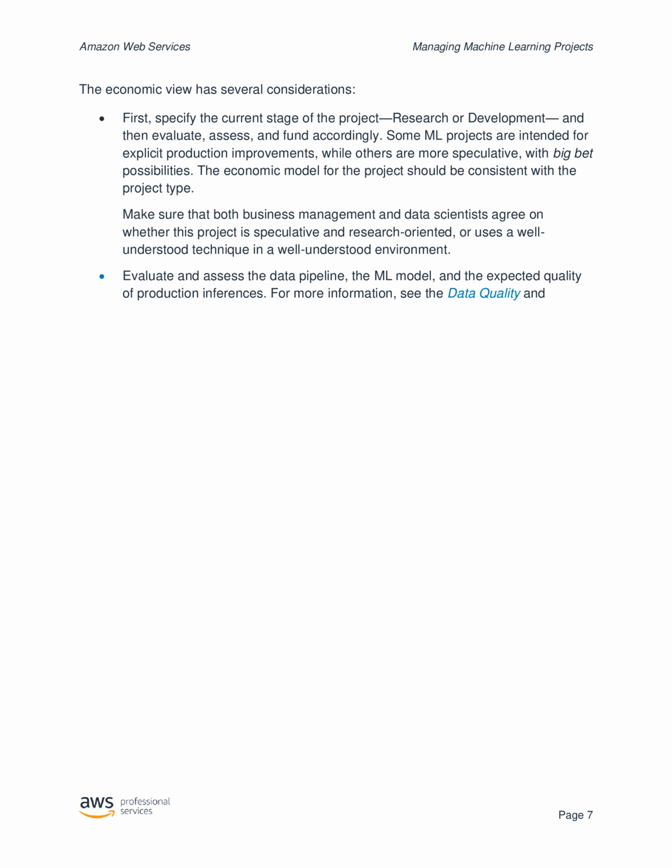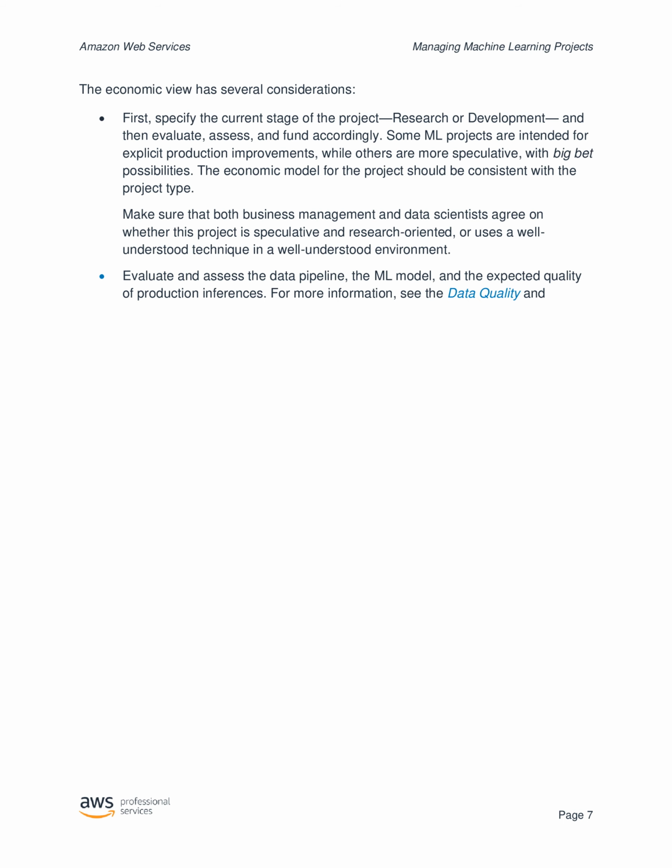First, specify the current stage of the project, research or development, and then evaluate, assess, and fund accordingly. Some ML projects are intended for explicit production improvements, while others are more speculative, with big bet possibilities. The economic model for the project should be consistent with the project type. Make sure that both business management and data scientists agree on whether this project is speculative and research-oriented, or uses a well-understood technique in a well-understood environment.